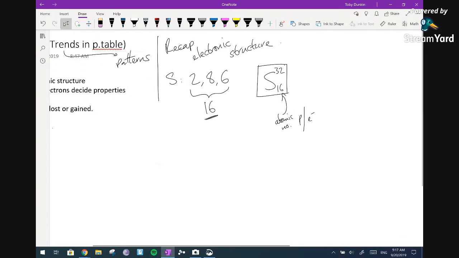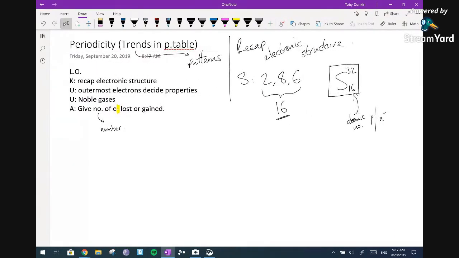I don't think I need to do any more than that. So we can tick that off and say, I'm pretty sure that everyone in our class can do this. So, okay, we now come to our understanding that the outermost electrons decide the properties.